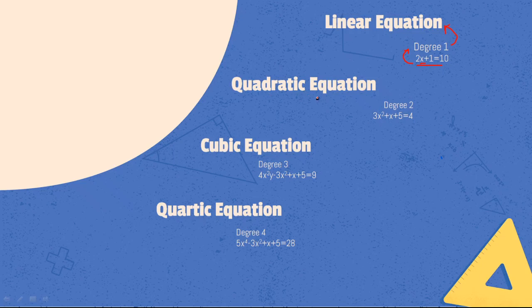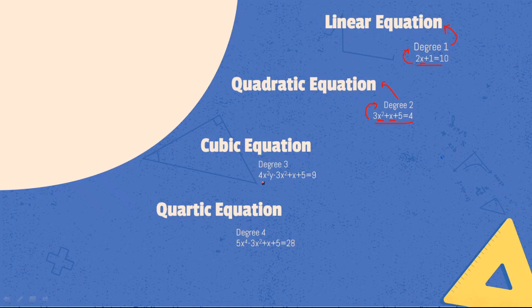Now come to our next point. Our next example: 3x square plus x plus 5 is equal to 4. Here this variable has a power 2. This variable has a power 1. So which power is greater? Obviously 2. That's why the greatest power of an equation is its degree. So its degree is 2, and any equation with second degree is called a quadratic equation.